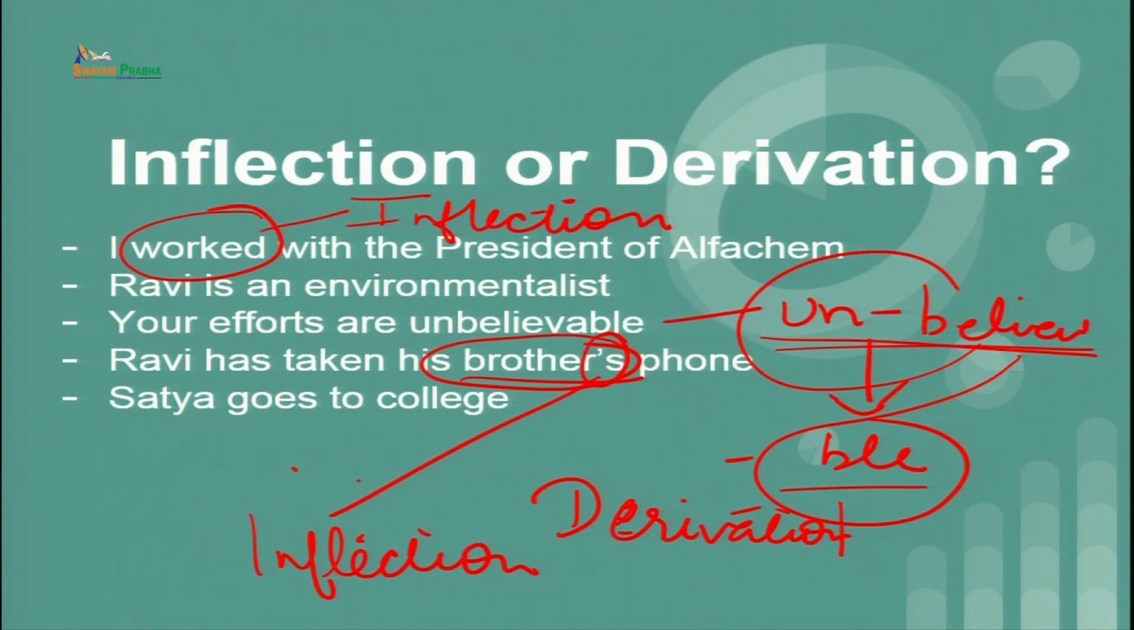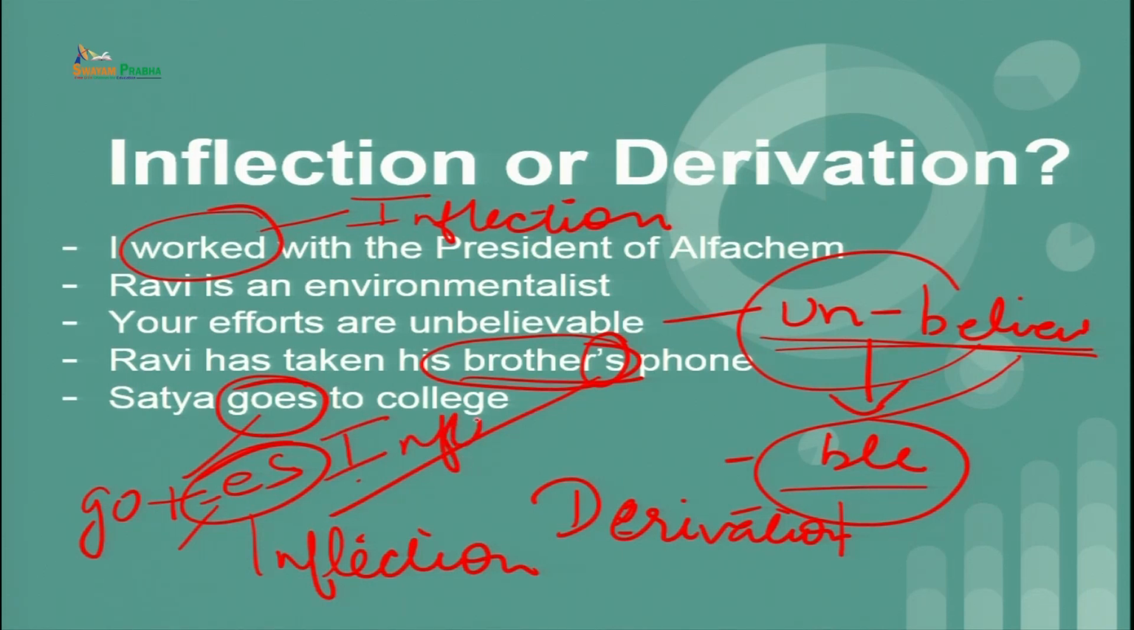Another sentence that is mentioned over here is Satya goes to college. Now, look at the word goes. What is happening over here? Here go is the root and it is combined with the grammatical entity that is es. So, it is nowhere changing the word class and it is also not bringing a change in the meaning. S and es are the allomorphs of the same morpheme. So, you can say that it is again an example of inflection.